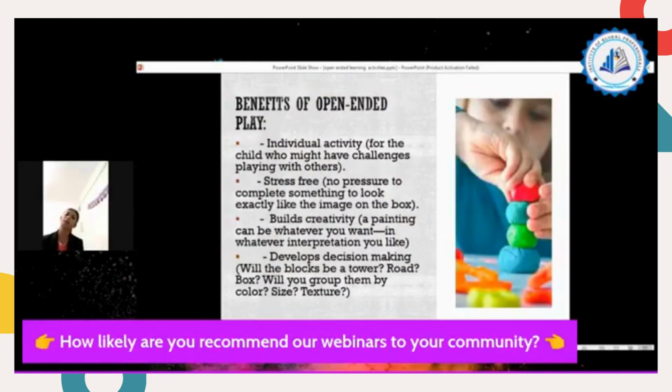Okay, what are the benefits of open-ended play? First and foremost, it's an individual activity for a child who might have challenges playing with others. It is stress-free. There's no pressure to complete something to look exactly like the image on the box. Meaning, just like in a puzzle, right? Or a pamphlet of an airplane toy. It is not an open-ended activity, because there is an exact image of what they're going to do. You're going to do an airplane.